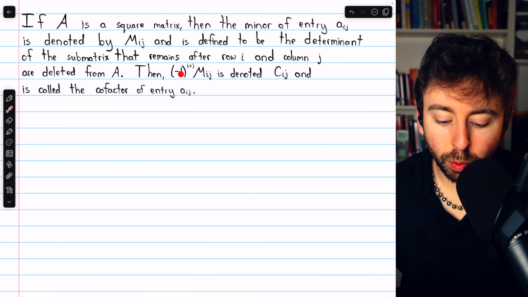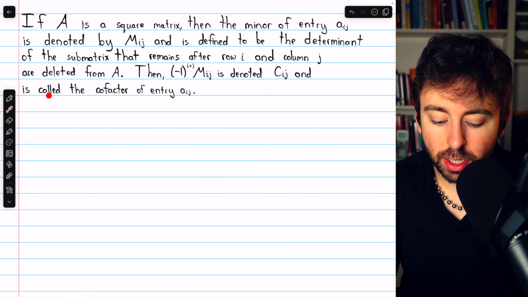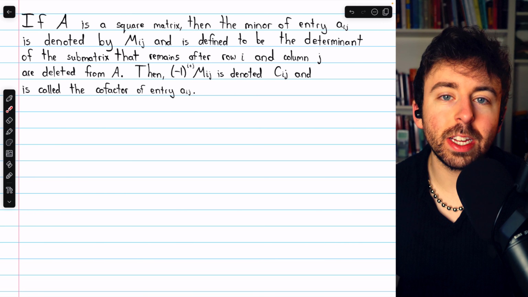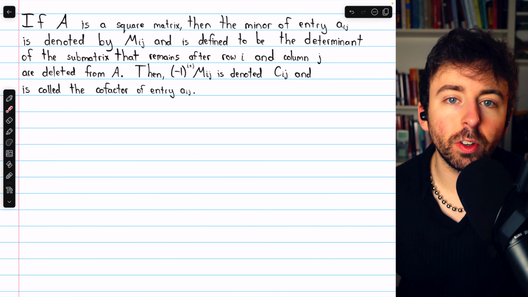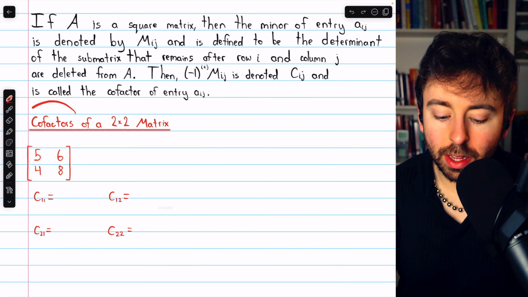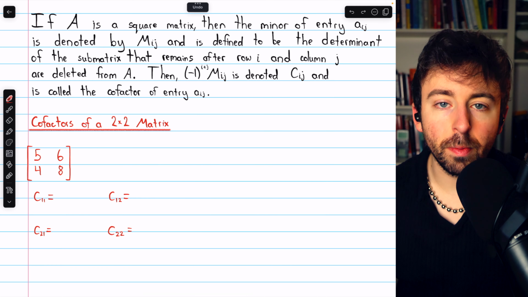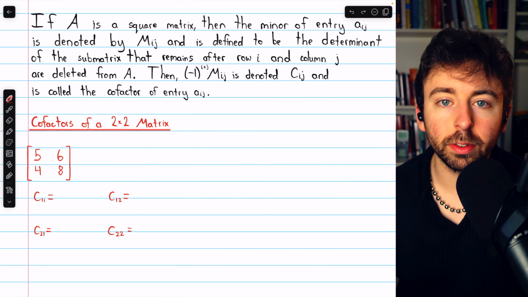Then, (-1)^(i+j) times the minor Mij is denoted Cij, and this is called the cofactor of entry Aij. These cofactors will be used in our definition of the determinant. To make sure we understand this definition, let's find the cofactors of this 2 by 2 matrix, beginning with the cofactor of the entry in the first row and first column.